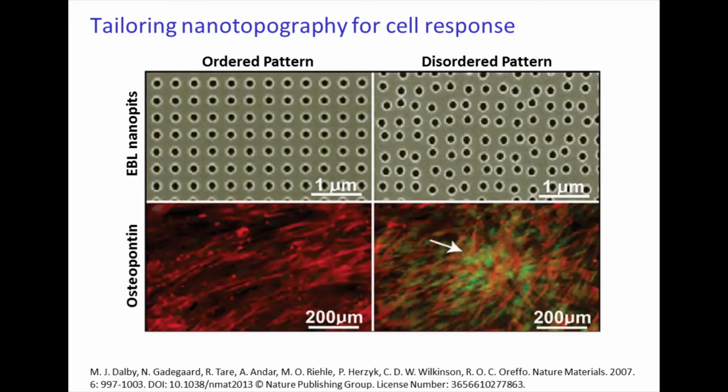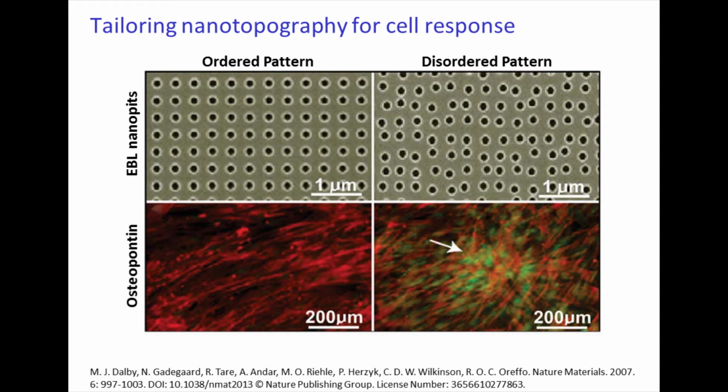Similarly, you can think about changing the nanostructure of your materials to get tailored cell responses. And this is some lovely work from Matt Dalby and Richard Oreffo's group from the UK, where they've created surfaces that have nanoscale pits on the surface. And in this very elegant experiment, what they show is that if you have those nanoscale pits in an ordered pattern on a surface versus a disordered pattern, so the same pits but just slightly disordered, and you can see that nicely in this picture here.